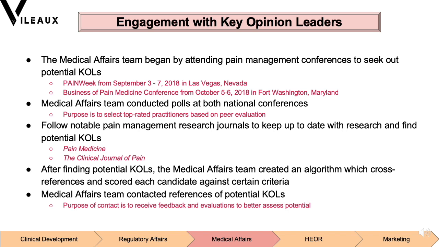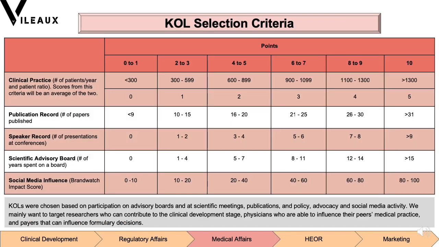Once we had compiled a list of potential KOLs, we then used a selection criteria to assess them. As you see in this slide on the left-hand side, VILO assessed them based on their experience in clinical practice, experience in publication record, experience in speaking, experience being on the scientific advisory board, and social media influence, and scored them according to this criteria.